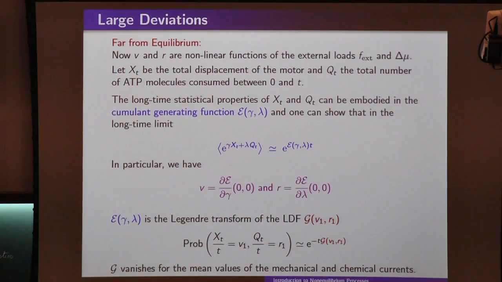And we also know that if you want to compute the velocity of the molecular motor, we have to take the derivative of this generating function with respect to gamma. Because if we take the derivative with respect to gamma and then take gamma and lambda equal to 0, we shall have the average value of x. If we divide by t, this gives us the speed. So here the t is here, in fact. Similarly, if we want the average consumption rate of ATP, we have to take the derivative with respect to lambda, and then put lambda and gamma equal to 0.